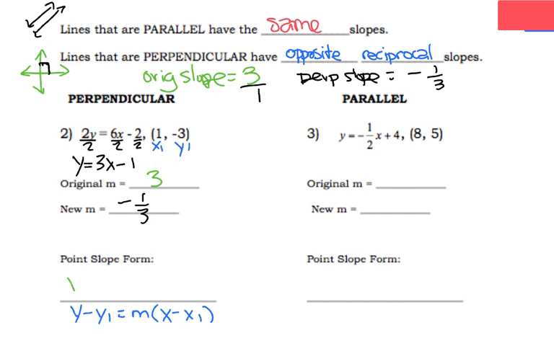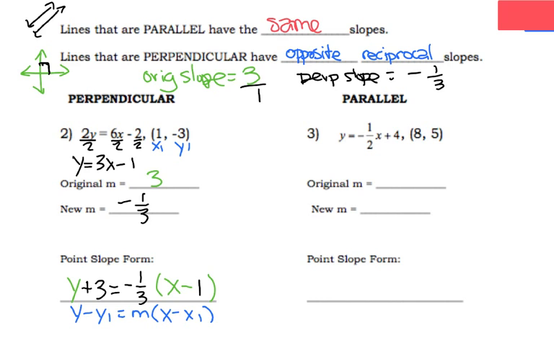Now all we have to do is plug this into point slope form. Y minus, now be careful, y1 is -3. So what happens when you have a negative and a negative? You're right, it becomes positive: y plus 3 equals negative 1/3 times x minus x1, which is 1.